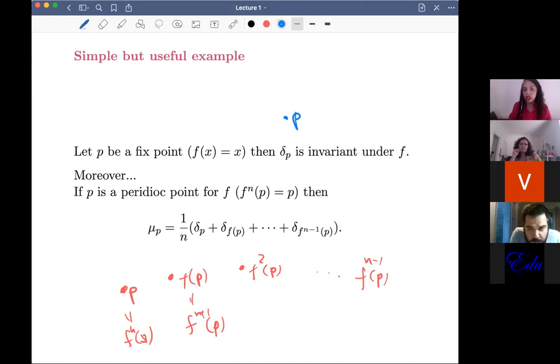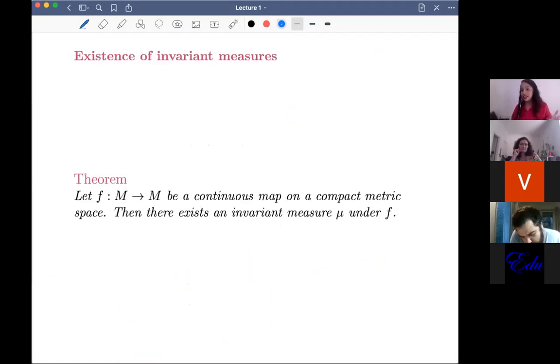But we built these measures under the hypothesis that we have periodic points. If a map does not admit a periodic point, what do we do? Well, there is a nice theorem that guarantees that in a very general setting we have invariant measures, and then we can start to do ergodic theory. That's what builds ergodic theory. Otherwise, you cannot even start to do anything. So if you have a map that's continuous on a compact metric space, then there exists at least one invariant measure. If you lose compactness, you may not have invariant measures. And if you lose continuity also, you may not have invariant measures.